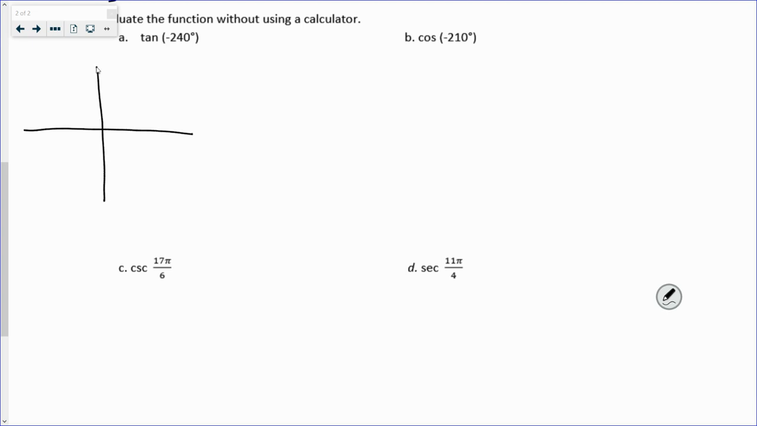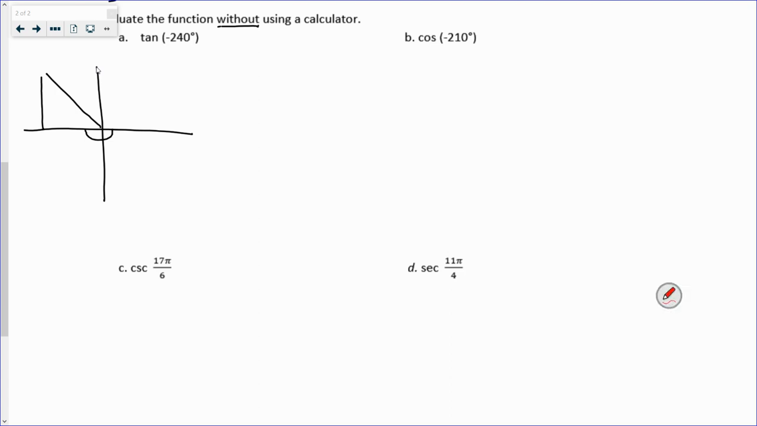We're trying to use our calculator. Not at all. All right, so we're going to try to find tangent of negative 240. Negative tells me I'm going all the way around clockwise, but there's 180, so I'm guessing I go another 60 to get to 240. Then my triangle is here.